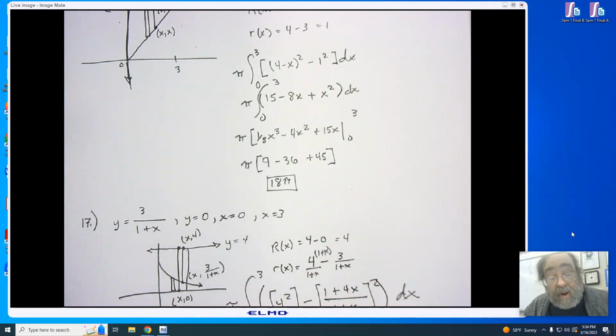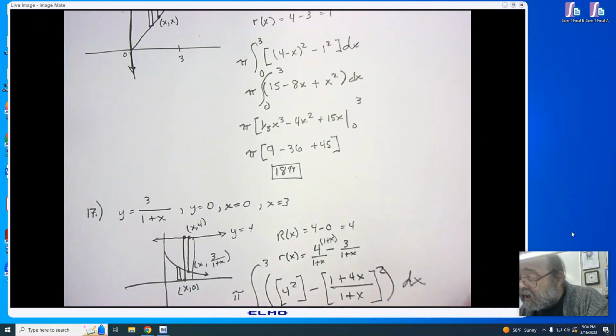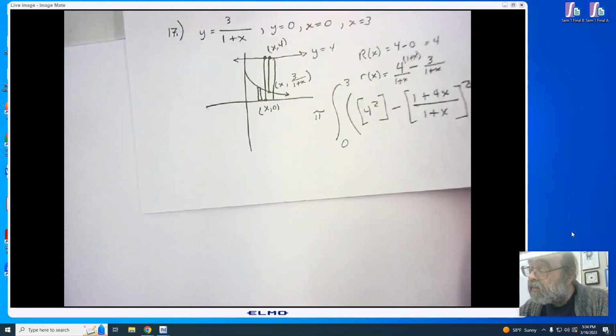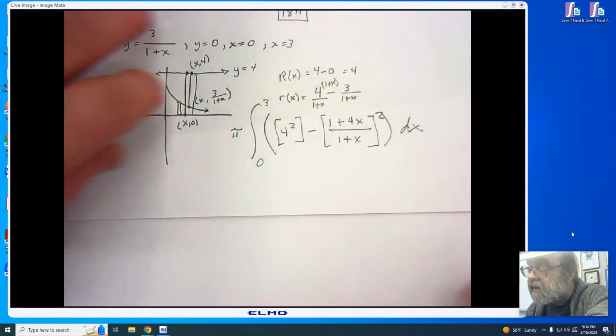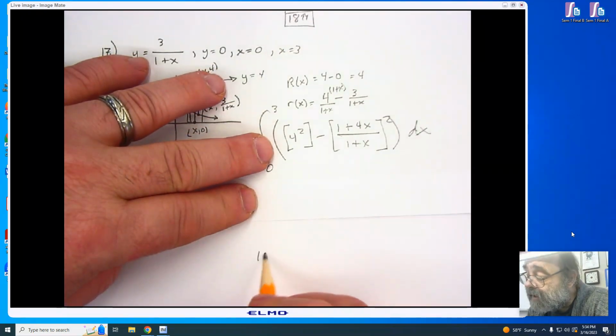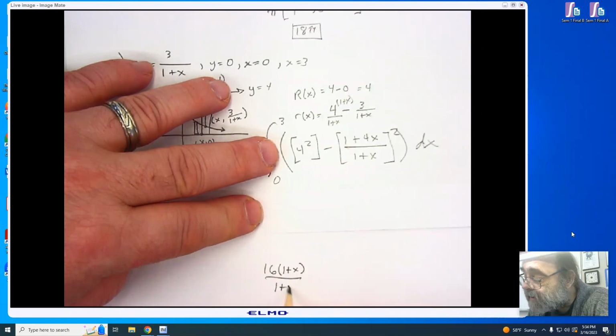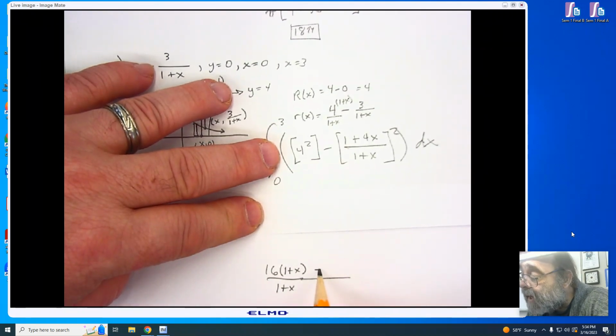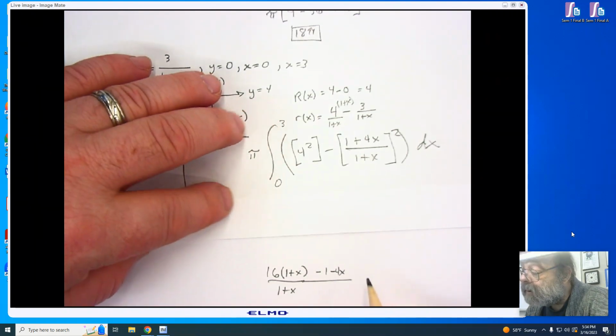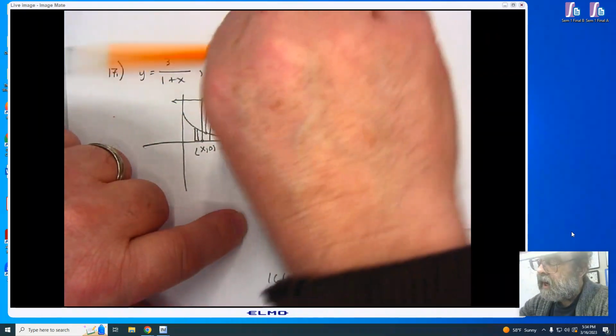Alrighty, so this is what we have to work with now. It's a matter of just trying to clean this up. We can clearly see that this one's going to be a natural log. Let's see what we can do with this. Maybe we can get it into a nice clean common denominator. I would hope so. So I'm just going to try and clean this up a little bit. So I have 16. We're going to multiply by 1 plus x over 1 plus x. That's going to allow me to have a minus 1 minus 4x. Ooh, wait a minute. Wait just a minute.